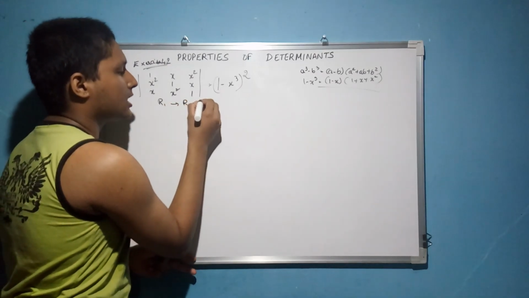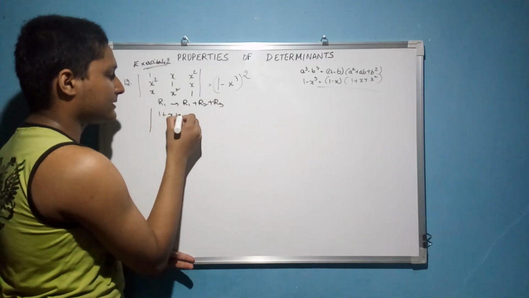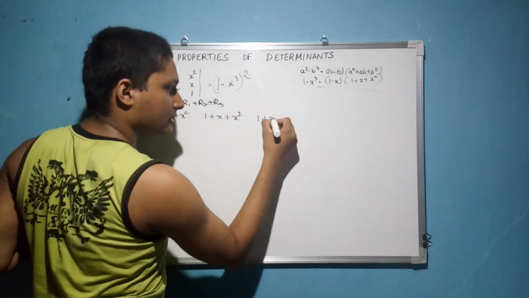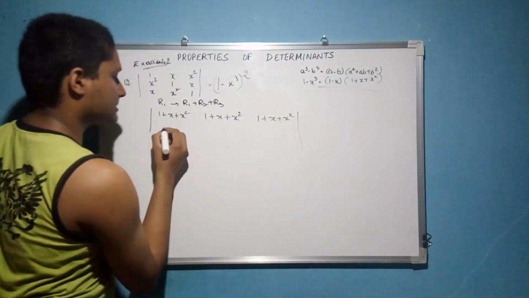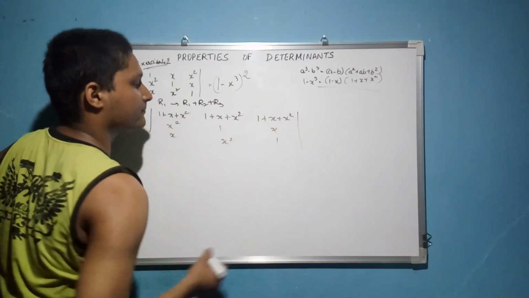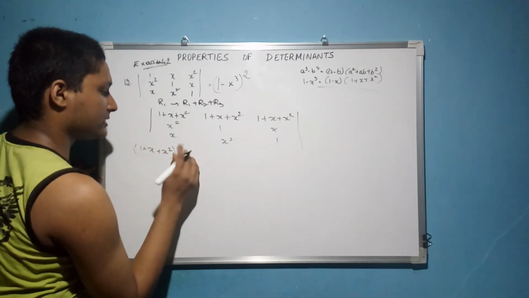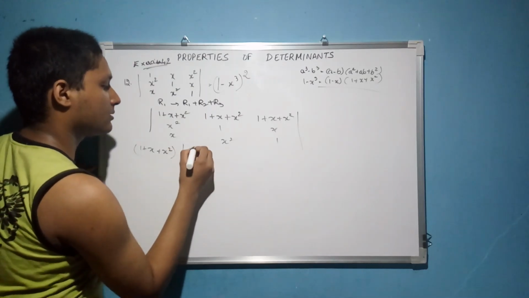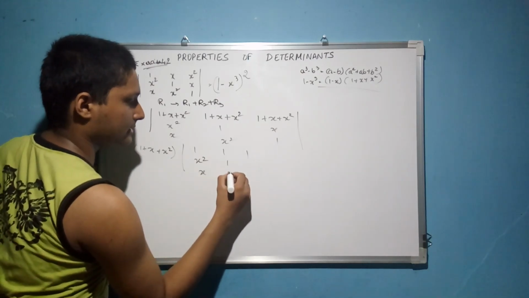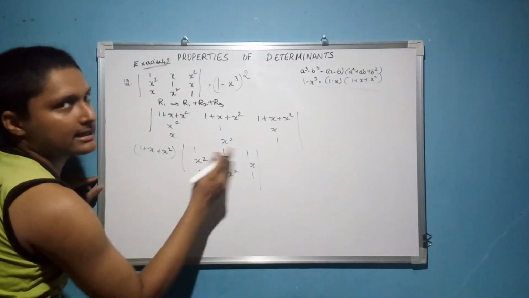R1 plus R2 plus R3, I'm going to add. For that I'm going to get 1 plus x square. So here also 1 plus x square. Same thing here. Okay. So after this we are just going to write whatever it is given here. 1 x square x 1 x. Okay. So 1 plus x square I have taken outside. So the determinant is going to be 1 1 1, x square x 1, x square x 1. Okay. Now the remaining part is getting two zeros.